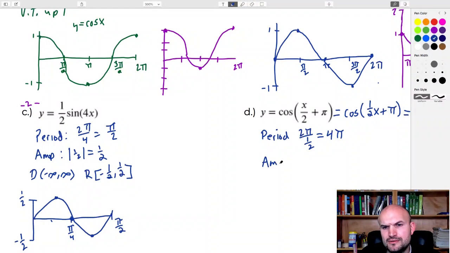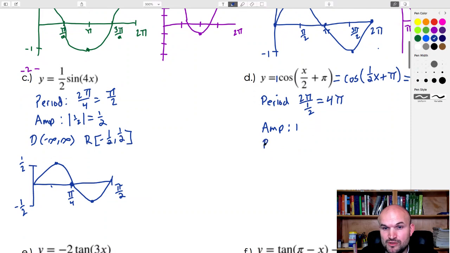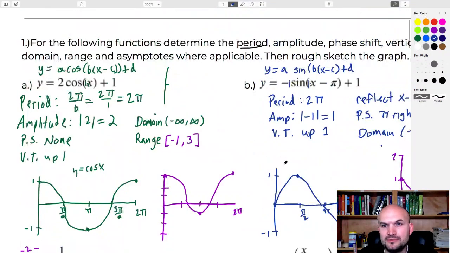My amplitude is going to be the absolute value of a, which is 1 in this case. So we'll say that's going to be 1. Now my phase shift, and this is where a lot of students make their mistake, is, in this previous example, we used the phase shift as just c, right? Because it's minus c, so it's c to the right. But that was because we didn't have a b, or at least b was 1.